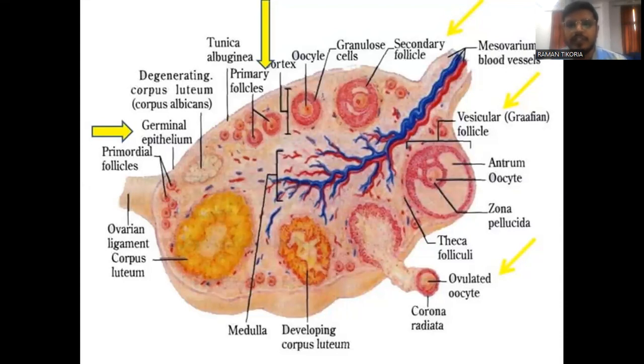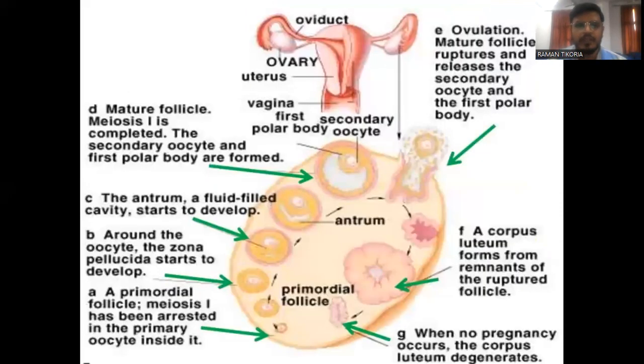It consists of blood vessels, nerves, some immature follicles, and some mature follicles. See, it is surrounded by a layer. It is divided into two parts, that is ovarian cortex and ovarian medulla, right? So this is the site of oogenesis, that is the ovary, and mature follicles are formed inside the ovary.